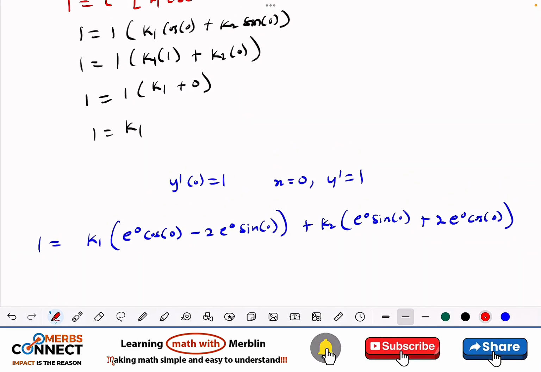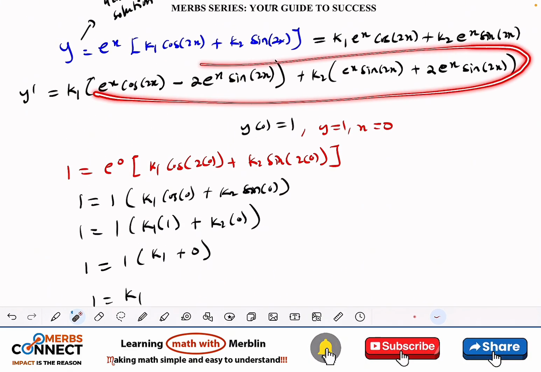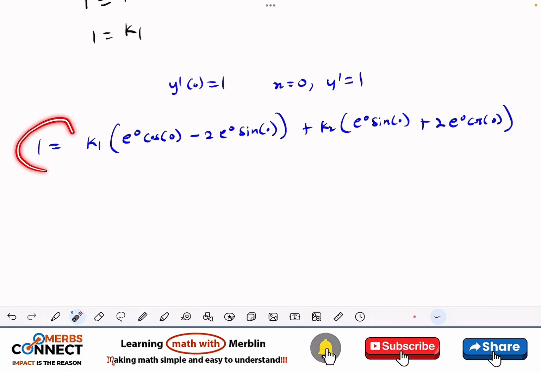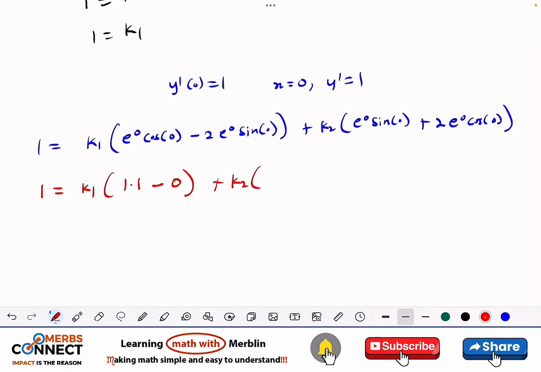Good. So now let's simplify. Just plug in, wherever you see x, you plug in 0, and y prime is equal to 1. So this is what we are going to get. Then 1 is equal to k1. This is e to the power 0 is 1, cos 0 is 1, minus sine 0 is 0, so everything will be 0 from there. k2, sine 0 is 0, everything goes 0. This will be 2 times 1 times 1. So this is going to be 1 is equal to k1 times 1 plus k2 times 2.